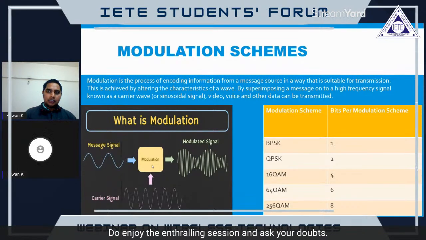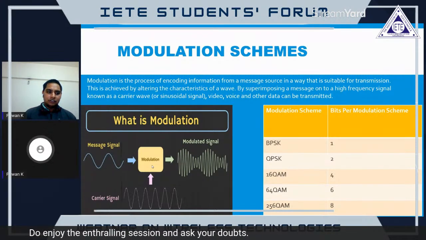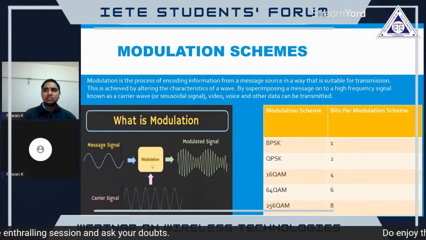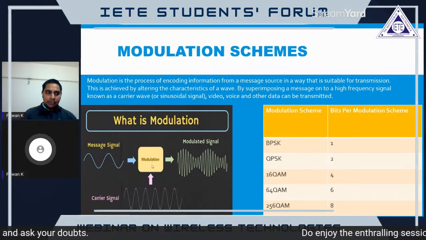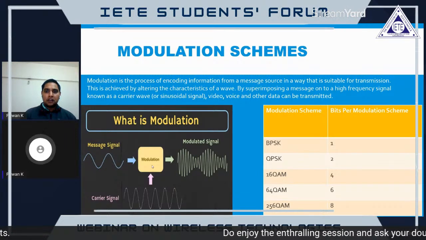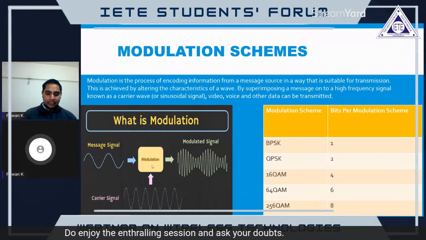But nowadays, analog frequency modulation we used to see in our FM systems only. Nowadays, the digital modulation schemes are popular and are being used in LTE and in the coming technologies as well.